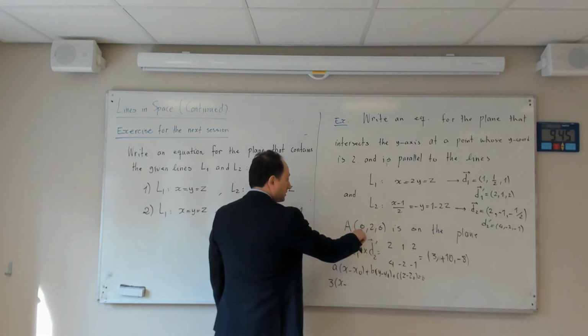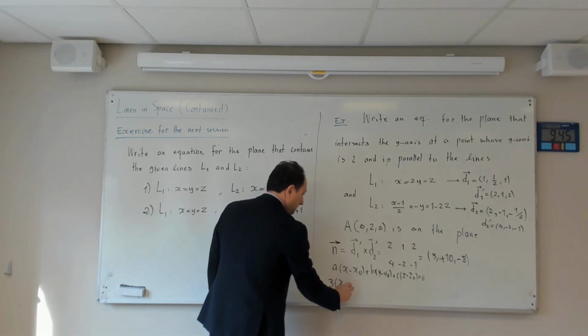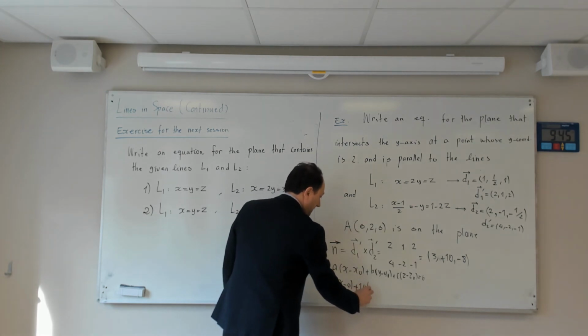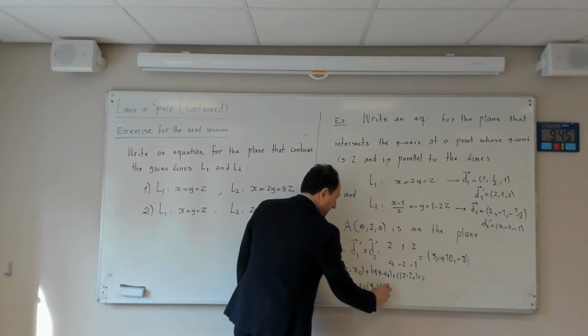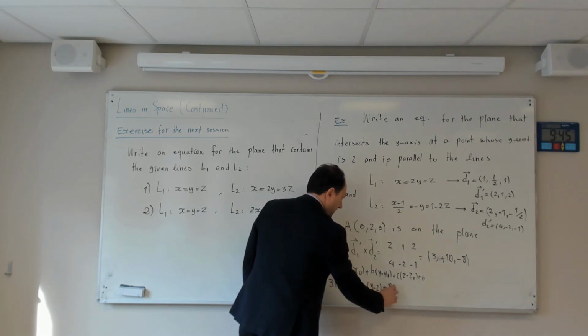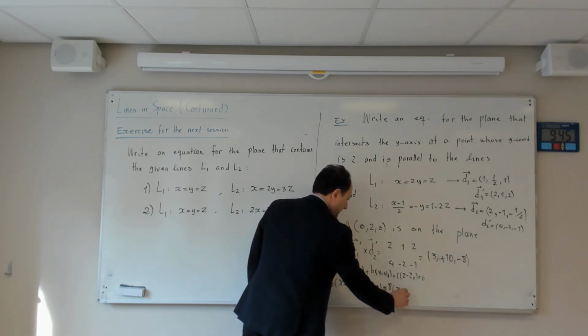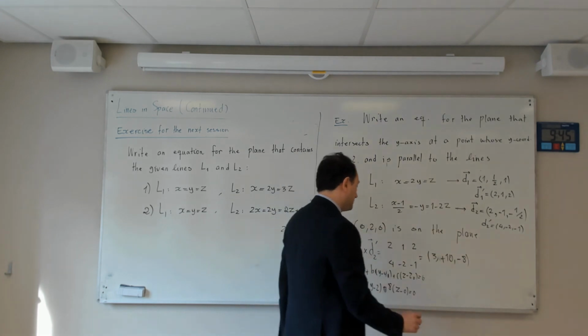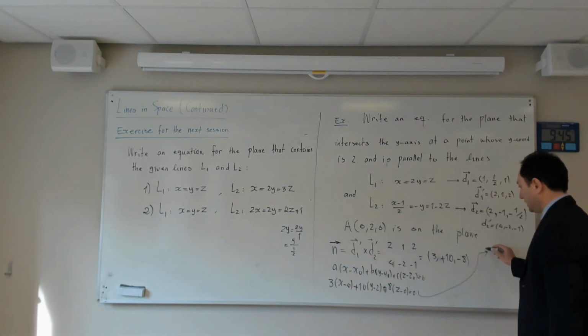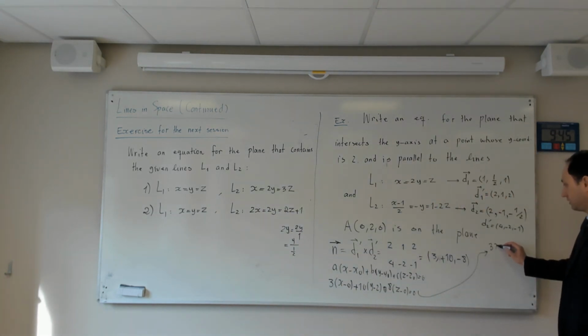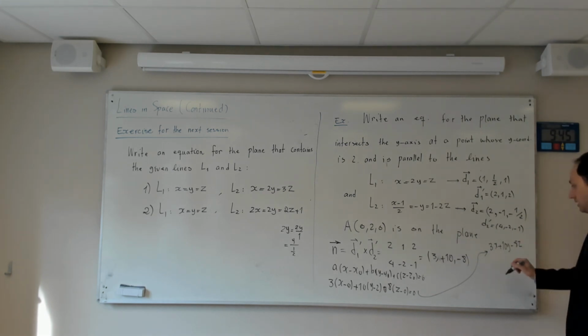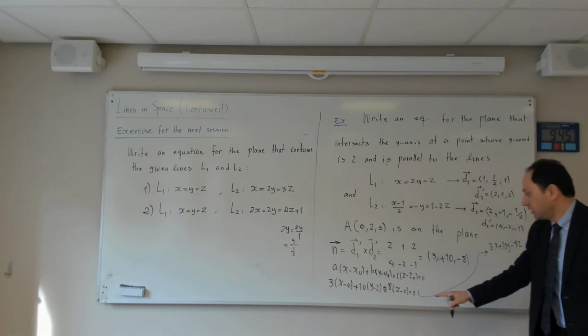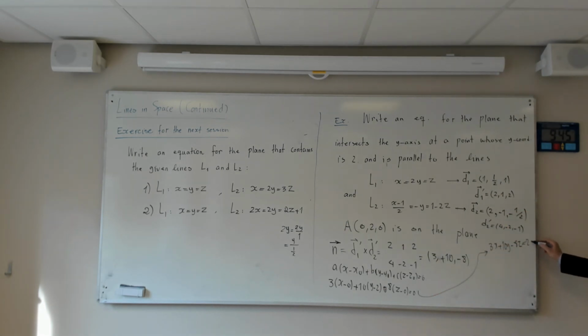But x node, y node, and z node. So it's equal to 0. And then I would prefer to simplify it. So it becomes 3x plus 10y minus 8z. And then I have a minus 20, I move it to the other side, it becomes positive 20. Well, that is the equation that we are supposed to find.